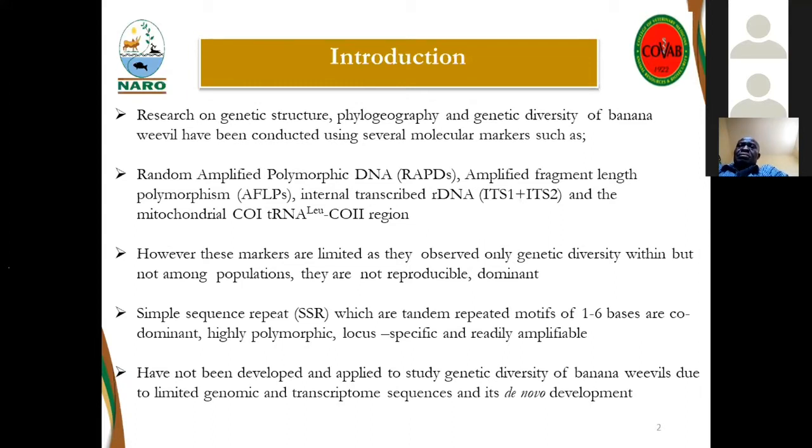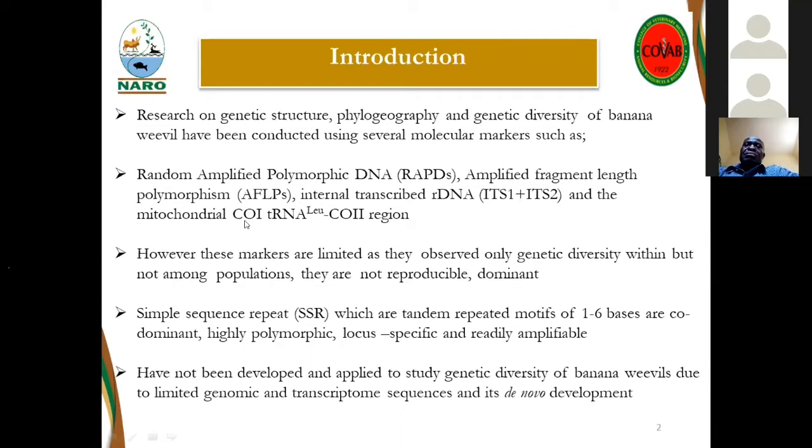markers. For example, random amplified polymorphic markers, amplified markers, then transcriptome and mitochondria, COX2 region markers. However, these markers are limited as they only observed genetic diversity within, but not among populations. And also they have the drawback that they are not reproducible. All of them are actually codominant. For mitochondria, they're only maternally passed on, so you will not be able to see over generations that are coming.